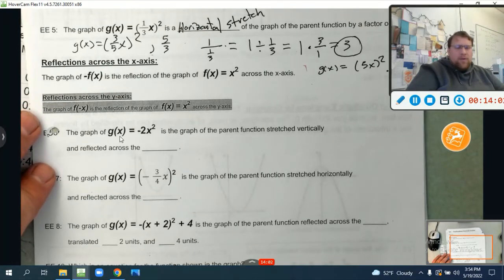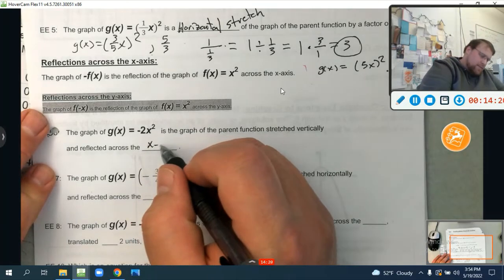So let's look. The graph of g of x equals negative 2x squared is the graph of the parent function stretched vertically, right, because there are no parentheses and it's greater than 1, so it's a vertical stretch. And reflected across the, well, it's outside the parentheses, which is our x-axis, across the x-axis.